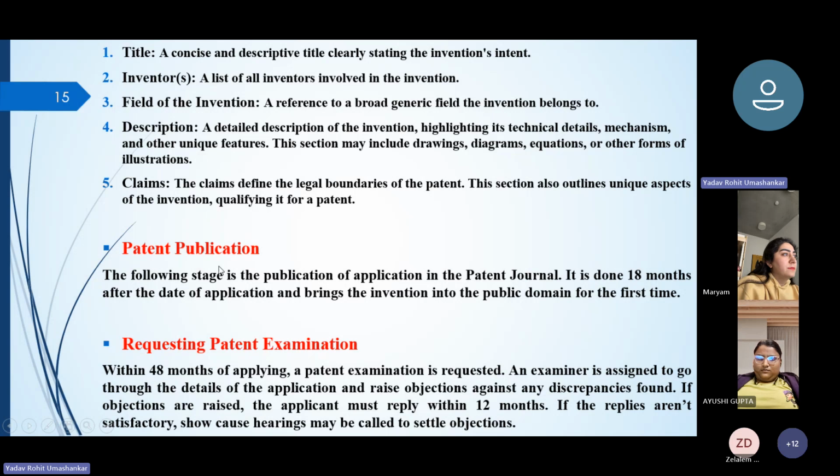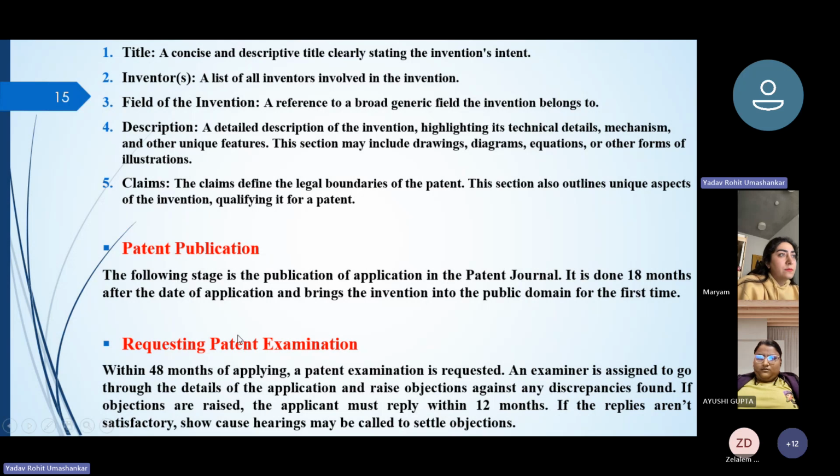Then comes the patent publication. The following stage is the publication of the patent in the patent journal. It brings the invention into the public domain. So once you file the application, then the patent publication will come. It is done in the duration of 18 months after the date of application filing.